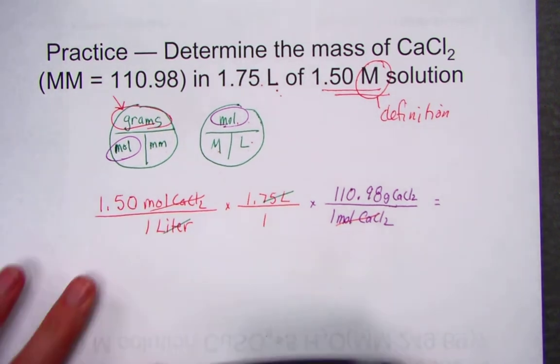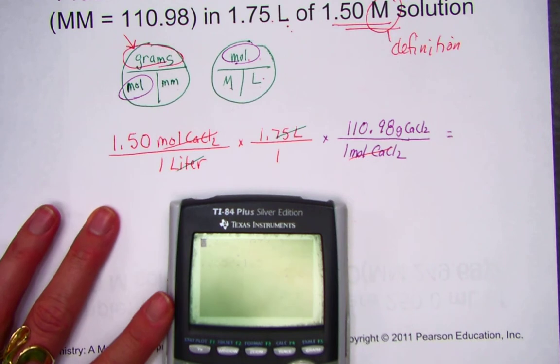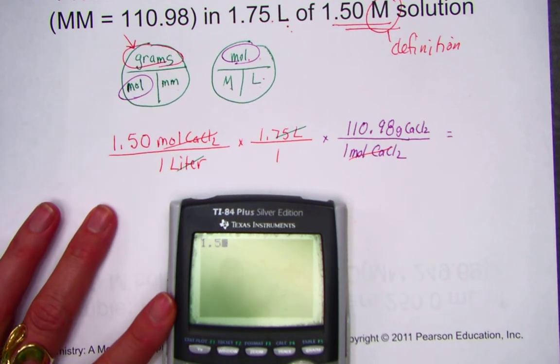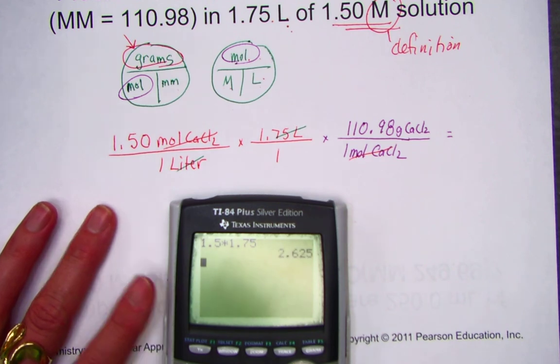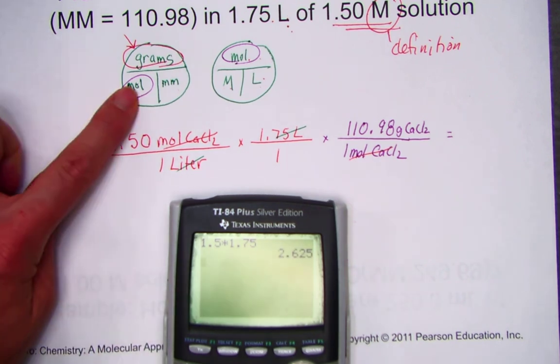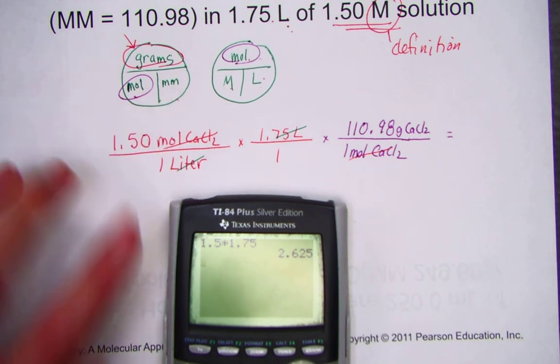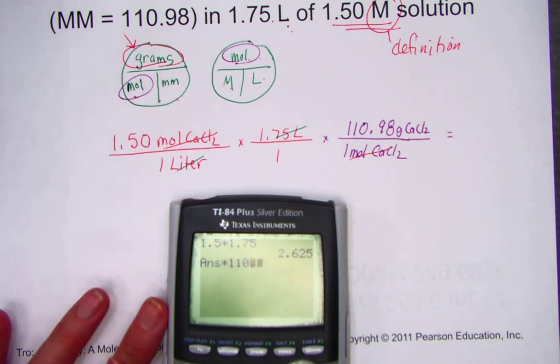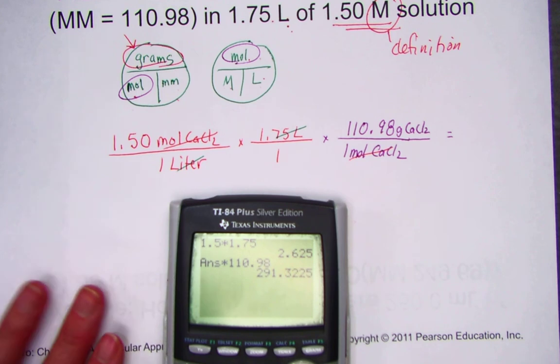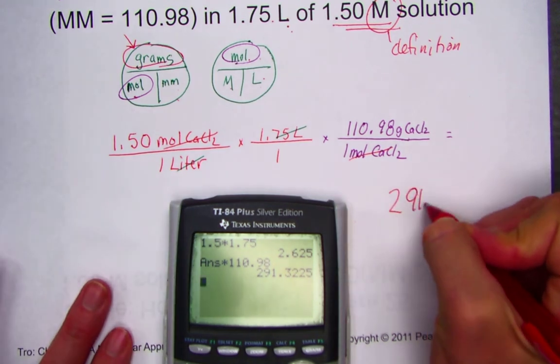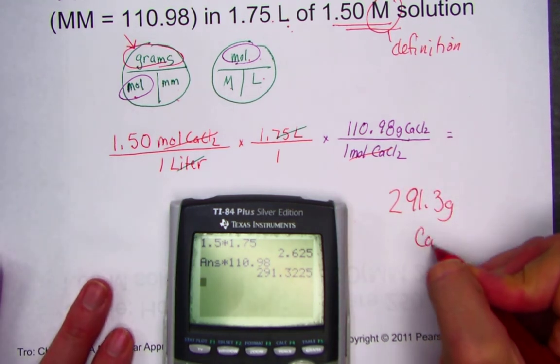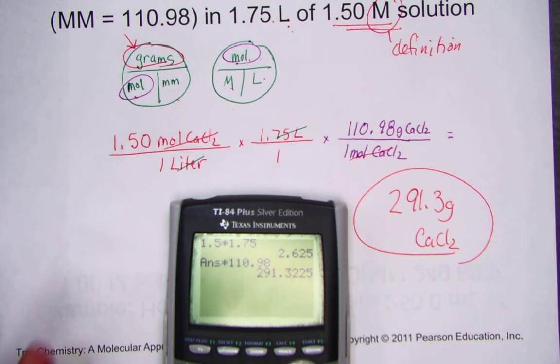So step 1, molarity times liters. 1.5 molar times 1.75 liters. That pulled out the mole number. From there, mole times molar mass, 110.98, and I found 291.3 grams as the mass of our solute calcium chloride.